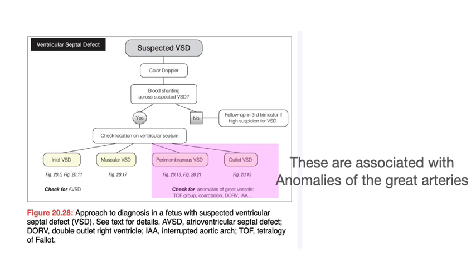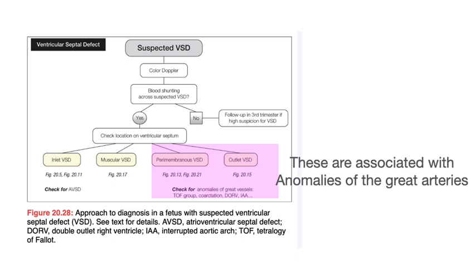All right. Well, if you suspect a ventricular septal defect, then the next thing is to describe the location. Is it an inlet seen in the 4-chamber? Is it muscular, also usually seen in the 4-chamber? Or is it up in the membranous or outlet portion? The ones up in the perimembranous and outlet portion are also the ones that are associated with the great arteries.